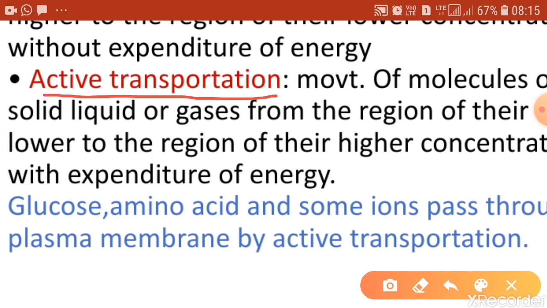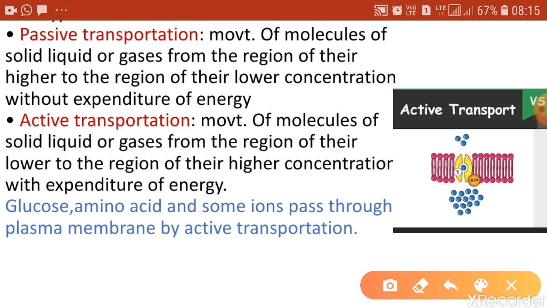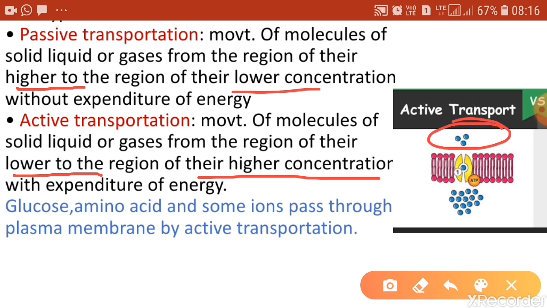Active transportation is the movement of molecules of solid, liquid or gases from the region of their lower concentration to the region of their higher concentration. So active transportation is actually the reverse of passive transportation. In passive transportation, molecules move from the region of higher to the region of lower concentration, whereas in active transportation, the molecules have to move against the concentration gradient, that is from the region of lower concentration of the molecules to the region of higher concentration.